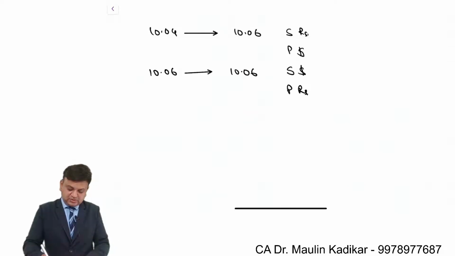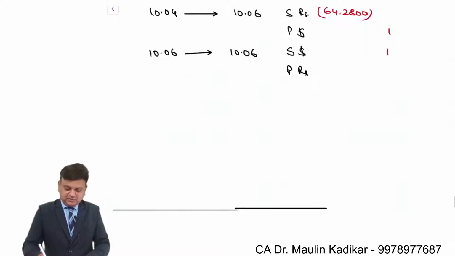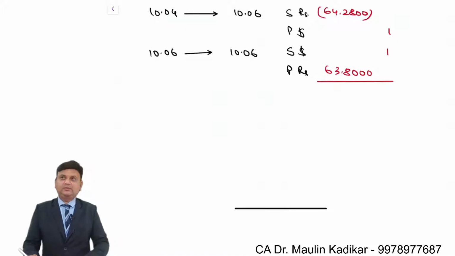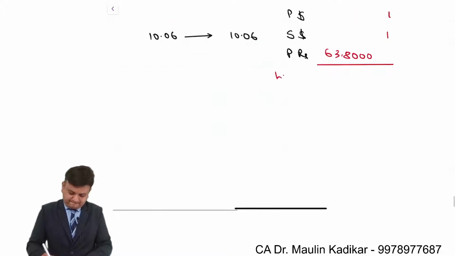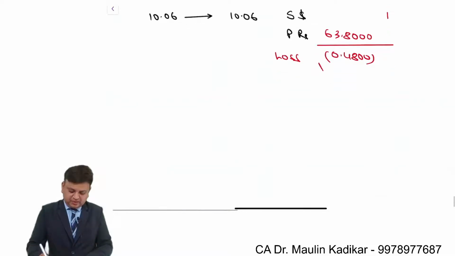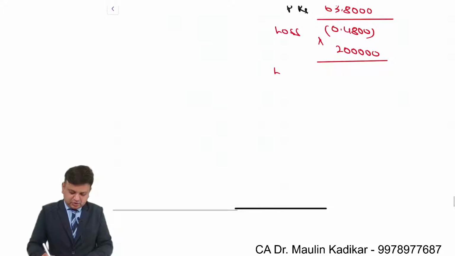Original transaction was 64.28. Sell rupees means payment outflow and purchase rupees means inflow 63.28. So there is a loss of 48 paise into 2 lakhs. So loss rupees 96,000.